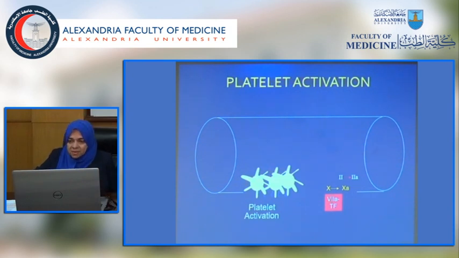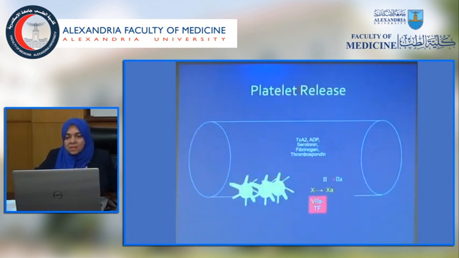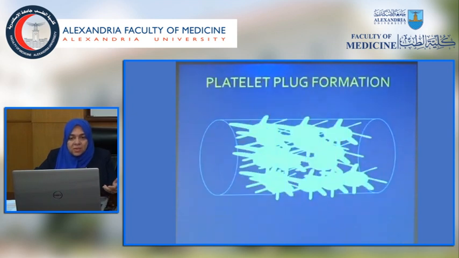Stimulation of the platelets will cause them to release the content of their granules, which is thromboxane A2, ADP, serotonin, fibrinogen, and thrombospondin. These molecules will attract more and more platelets that will aggregate and form a platelet plug that will seal the breach at the site of the injury. This is the platelet part of the hemostatic mechanism.